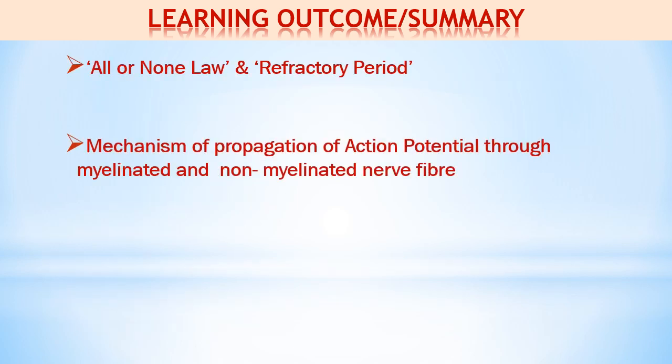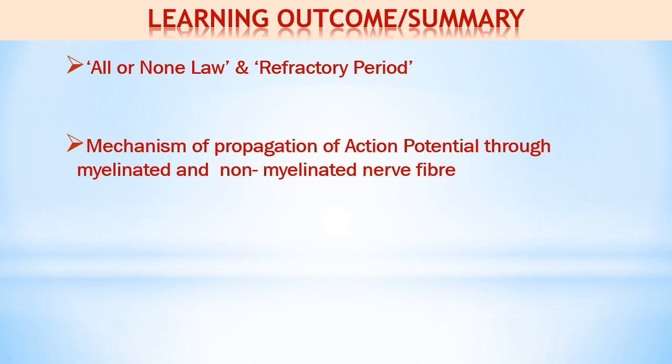We discussed the all or none law, where we discussed that if a stimulus reaches a membrane such that it leads to the development of threshold, then only the action potential is generated and it can excite the whole neuron. Otherwise not. We discussed the refractory period, stating that when a particular action potential is being generated, a new stimulus, even a stronger stimulus, cannot excite the same point of the membrane while one action potential is being generated, and that is known as the refractory period.